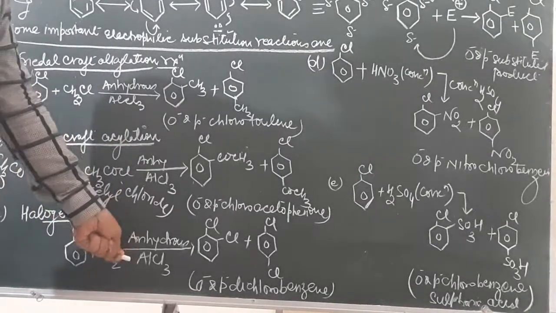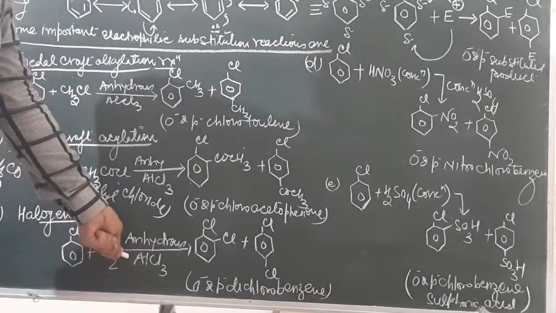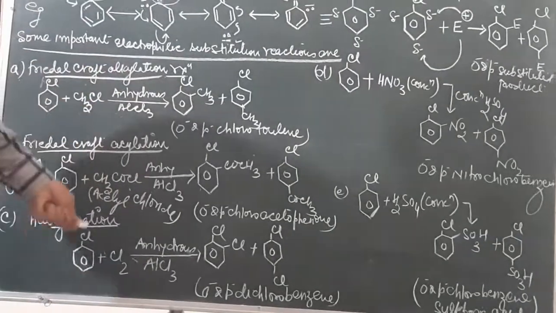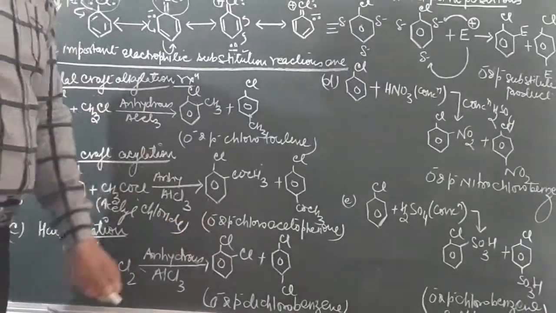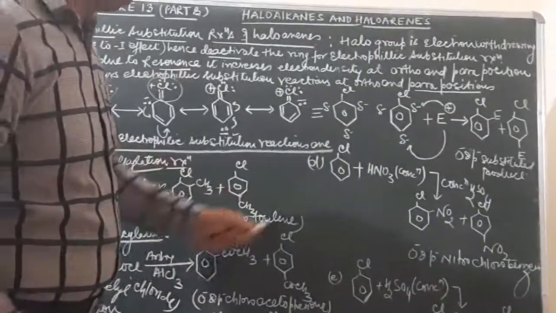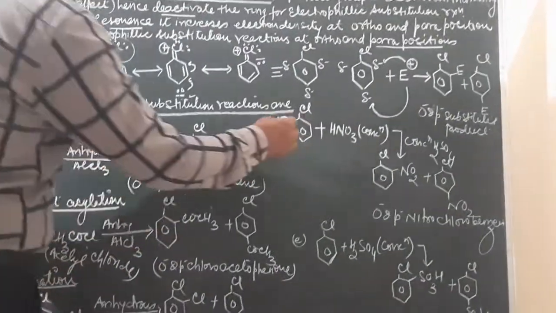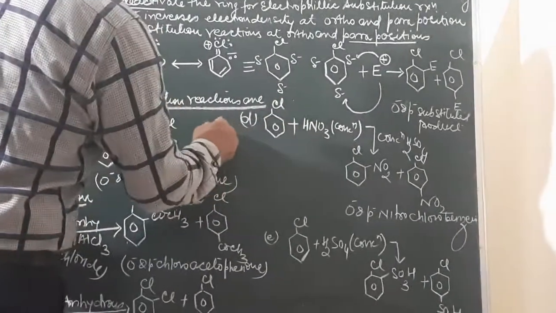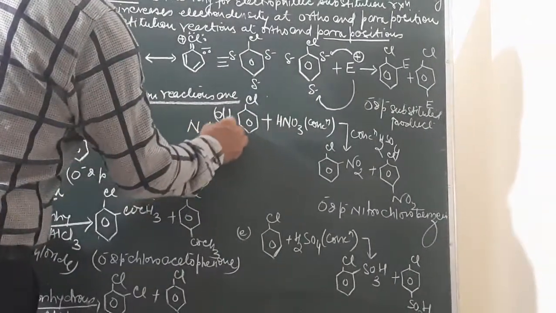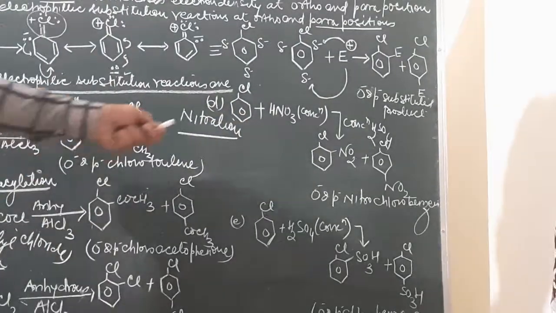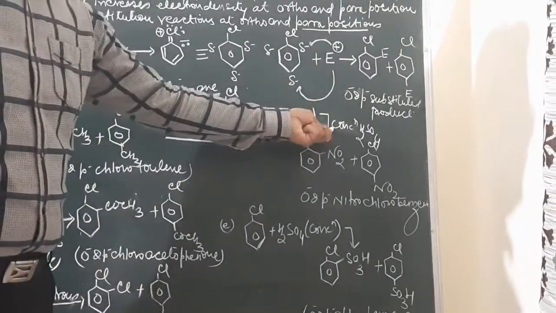What is the function of anhydrous aluminum chloride? It will help in the generation of the electrophile. So all the answers will be ortho and para products over here. Similarly, if we carry out the nitration reaction over here, this was halogenation. This reaction is a nitration reaction. And how is the nitration reaction carried out? It is carried out in presence of HNO3 and concentrated sulfuric acid.